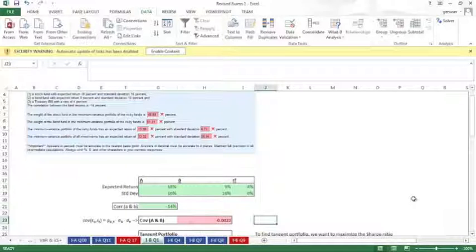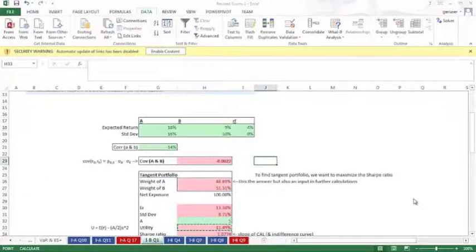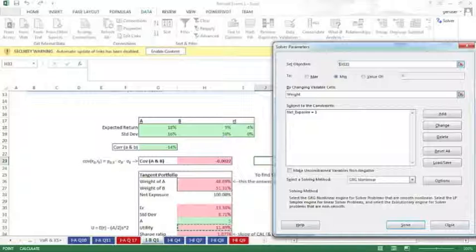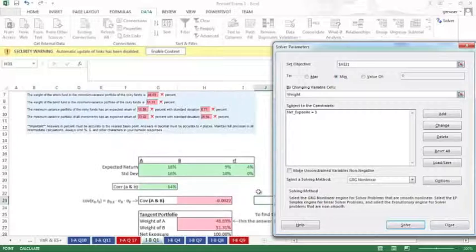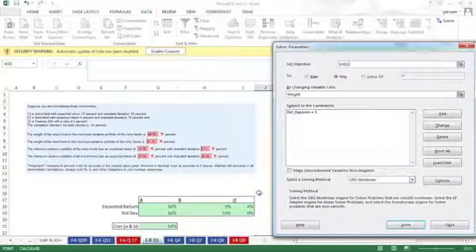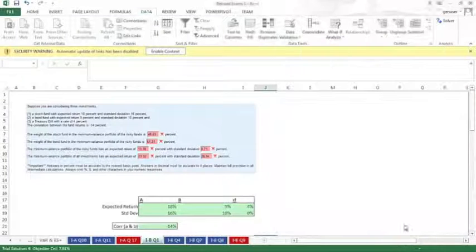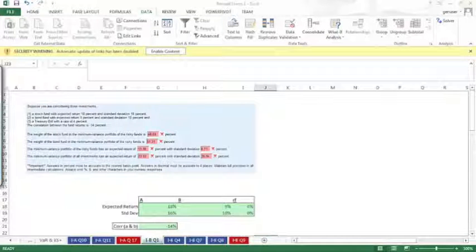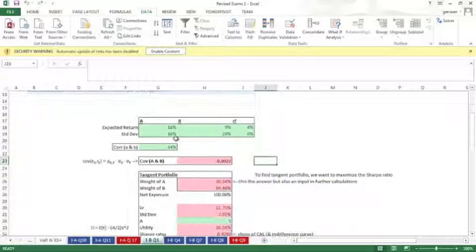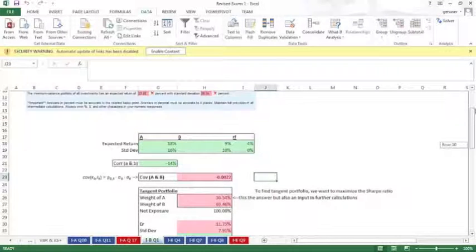And so now I'm ready to use Solver, and a quick way to get Solver on the screen using the keyboard is just pressing Alt A Y3. And I want to minimize the standard deviation of the tangent portfolio, because it is talking about the minimum variance portfolio. By changing the weights, and I still want for the constraint the net exposure equal to 1. And so when I click solve, Solver has found a solution. Awesome.